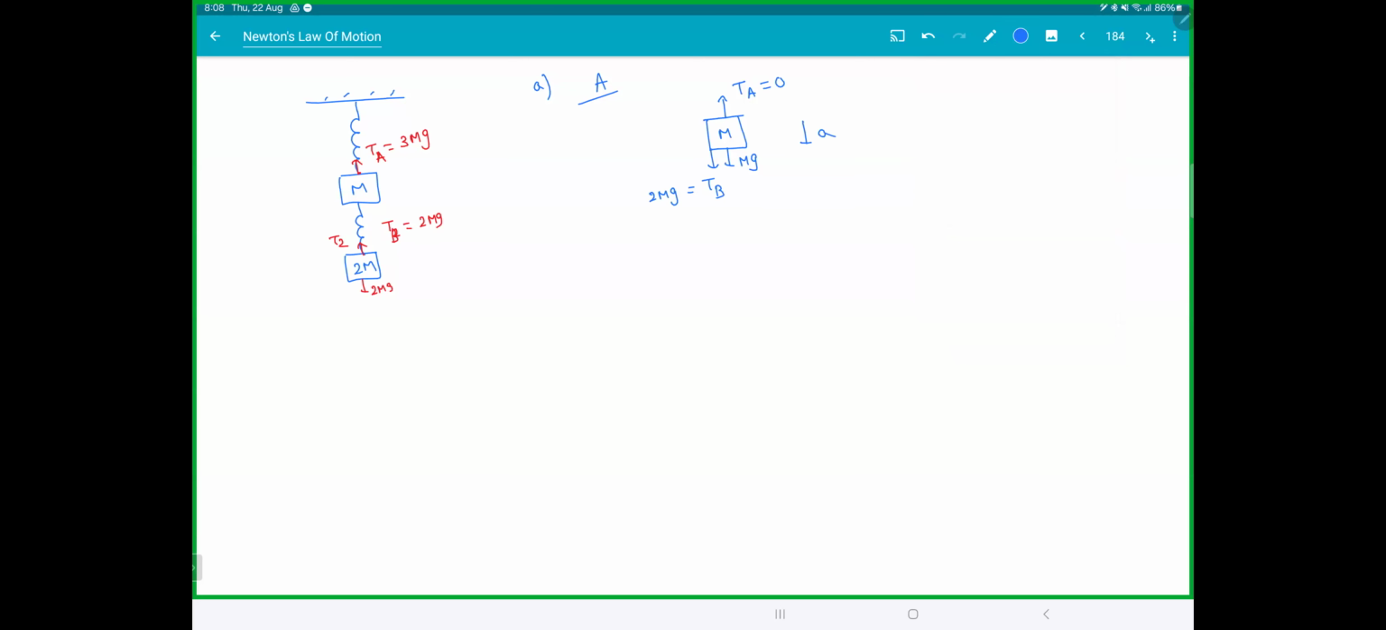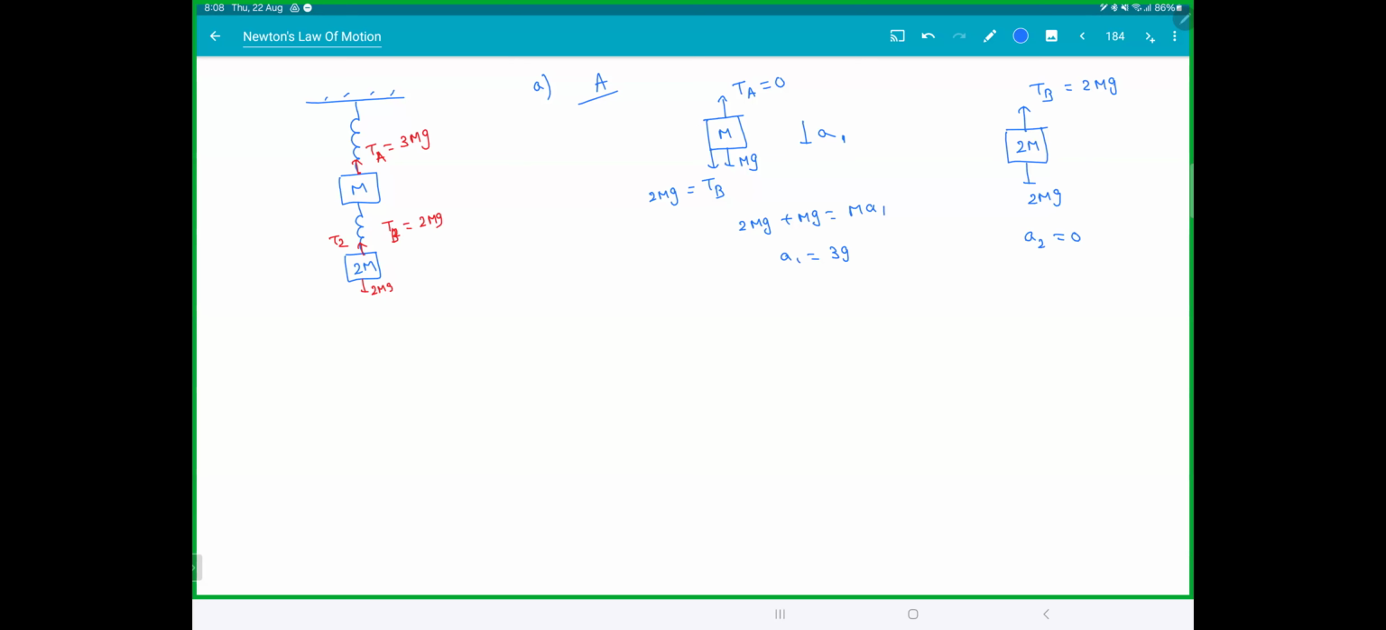This block will have an acceleration, let's call it a1. So we have 2mg plus mg equals ma1. a1 will be 3g. So this one will go with 3g down. What about the 2m block? If I draw the 2m FBD, this will be TB, this will be 2mg, and I already know TB is still 2mg. So this block's acceleration a2 will be 0.